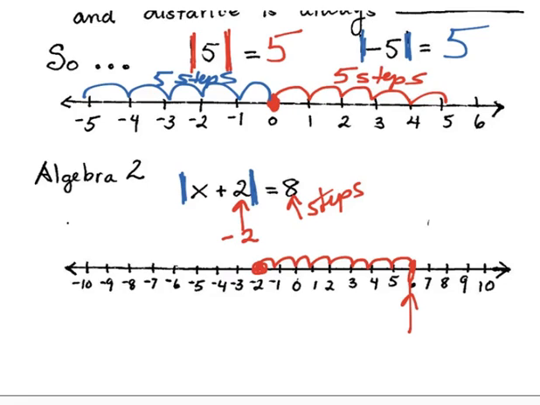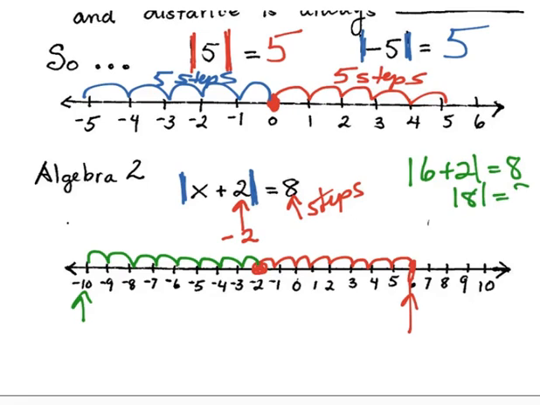Now let's go the other way. We got 2 directions, don't we? All right, 1, 2, 3, 4, 5, 6, 7, 8. Now we're at negative 10. So there are 2 answers to this problem. Now this is what you need to think about: if I put this in here, let's put 6 for x. Is the absolute value of 8, 8? Yeah, that's true. That's a true statement.